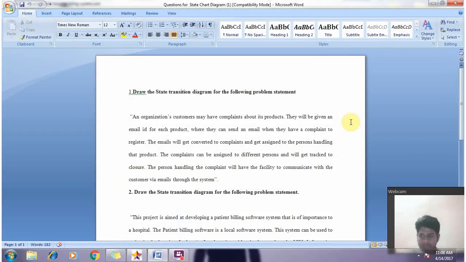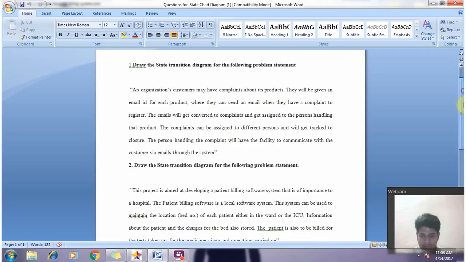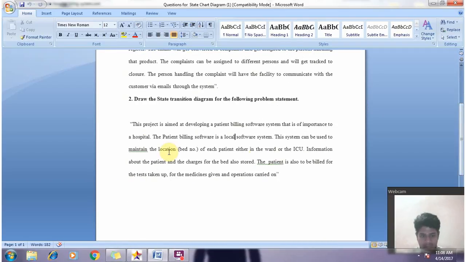is the billing method. So this is the billing software method. The billing software is a local software system. The software can be used to maintain the location of each patient, either ward or ICU. The information about the patient and the charges for the bed are also stored, and then the patient is also billed for tests taken, medicines, and operations carried out.